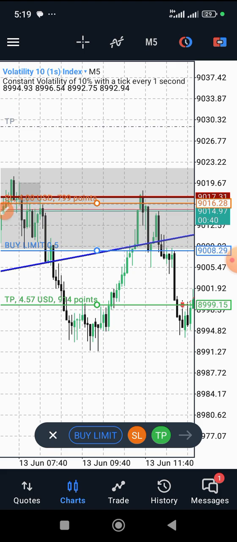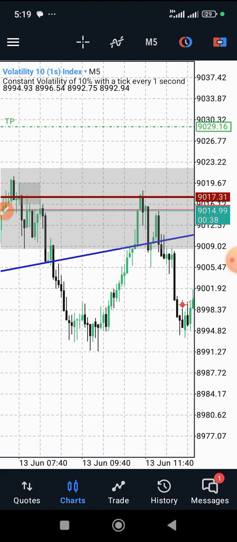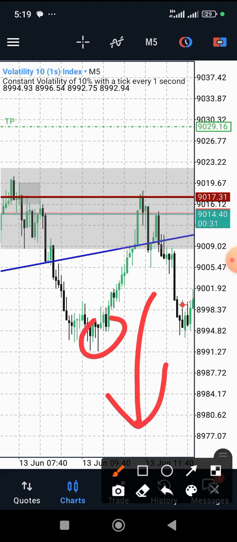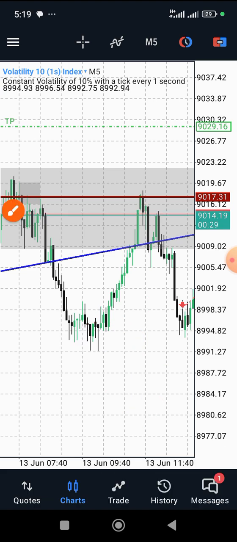So you can always open two trades, so that one is for you to make a small profit and the other one for you to make a higher profit when you are using this strategy to trade.